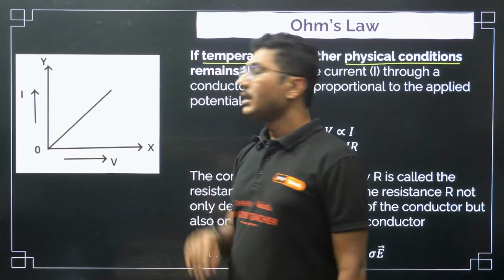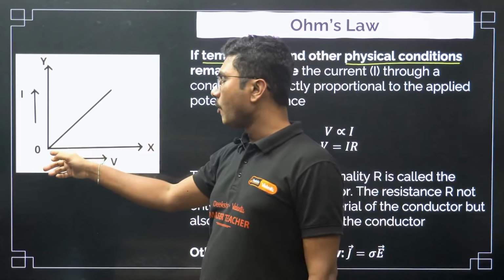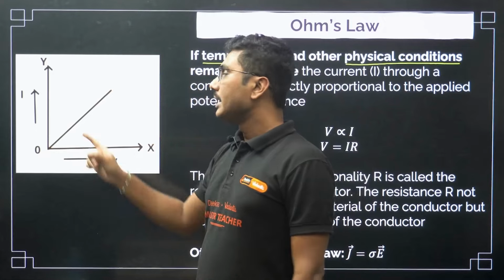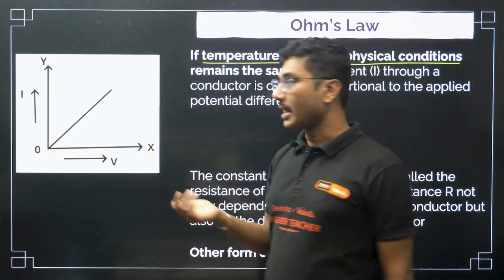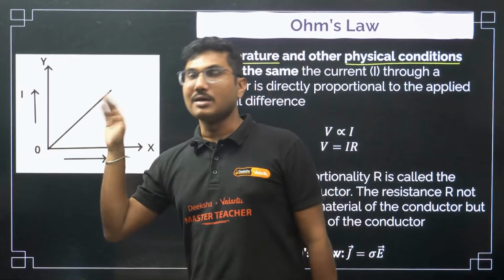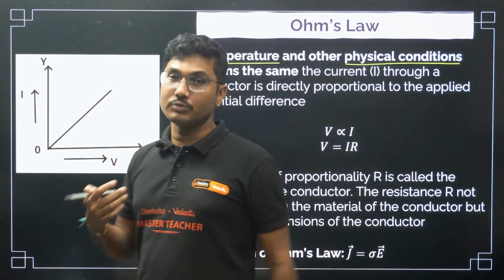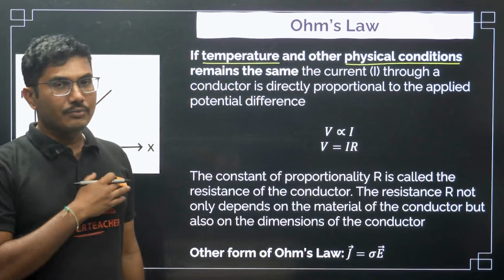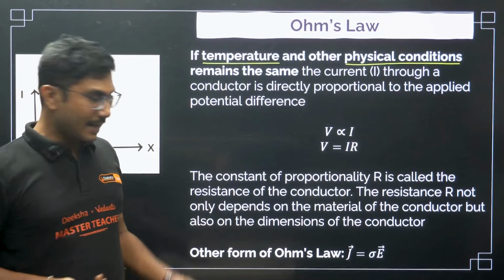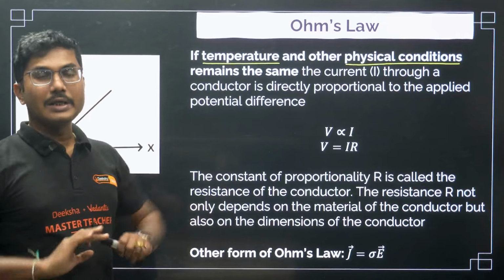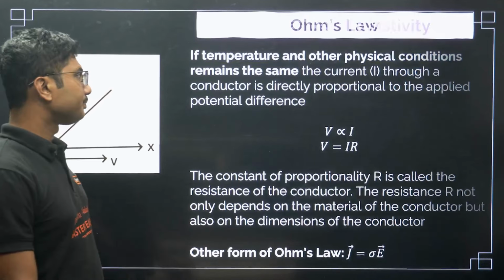the V versus I graph will always pass through the origin and it will be a straight line graph. If it is not a straight line, if it is a curved line, then Ohm's law is not valid. It is not obeying Ohm's law. And remember that not everything has to obey Ohm's law. There are a lot of exceptions in that matter. But normally all the conductors, metal conductors, they obey Ohm's law.